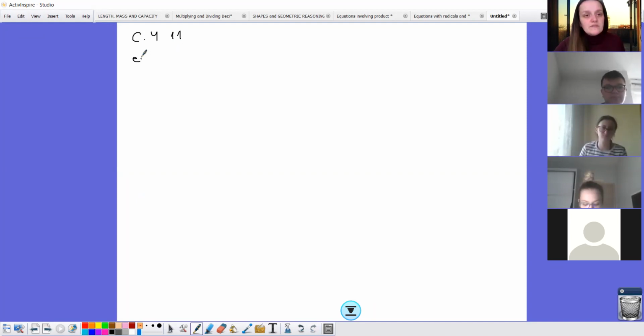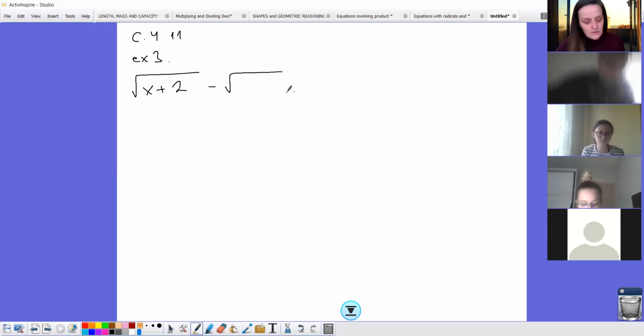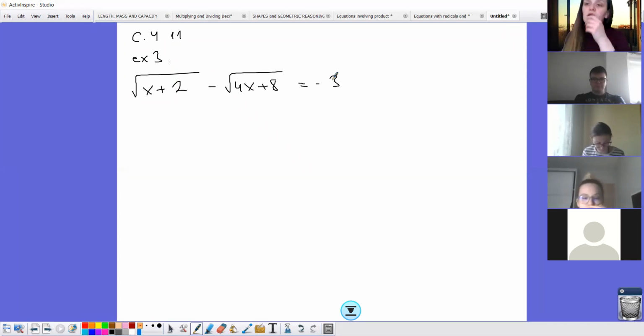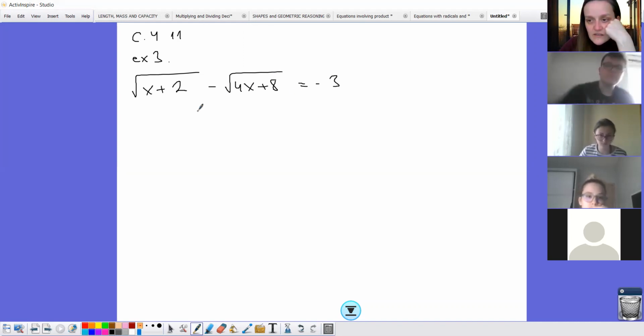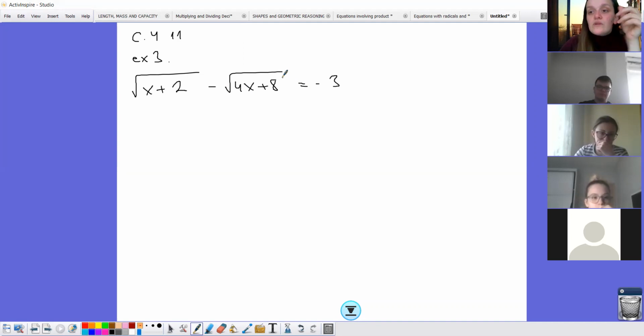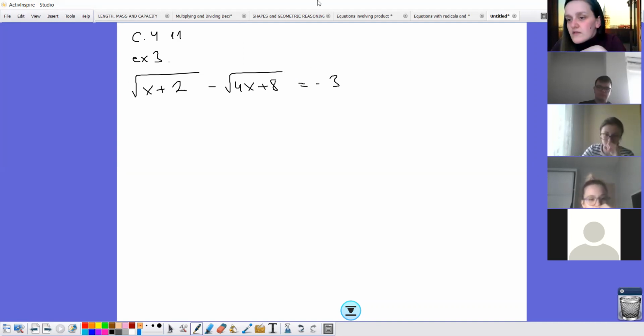The third question, exercise 3. Here you have root of x plus 2 minus root of 4x plus 8 is equal to minus 3. Here, guys, as you see, how can we isolate these radicals? We have both of them. If I take the square directly, you know that it will be very complicated. But if you leave only one radical on one side, the other one on the other side, it will help you. So let's do it like that.